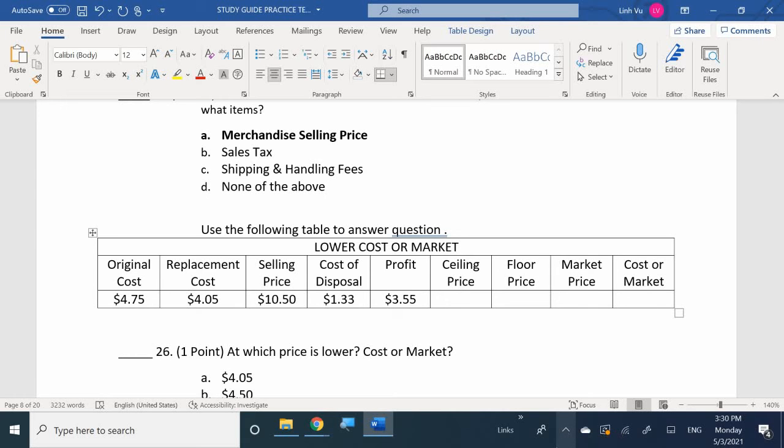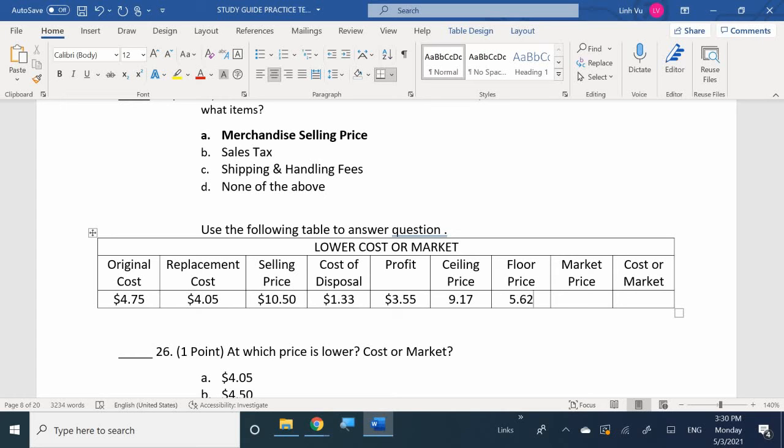Selling price minus disposal costs. So 9.17. Let's take a look. Yes, 9.17. Okay, so then how do we solve for the floor? Take the ceiling price of 9.17 minus the profit and get 5.62.